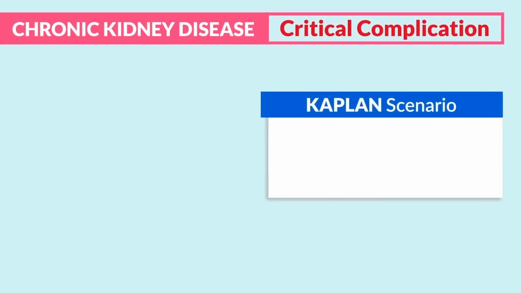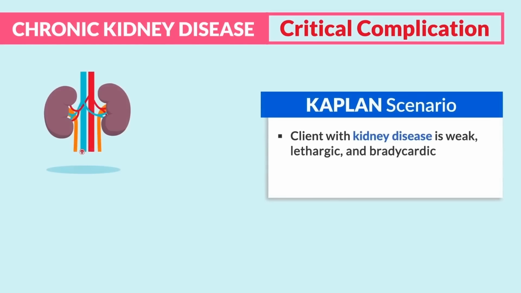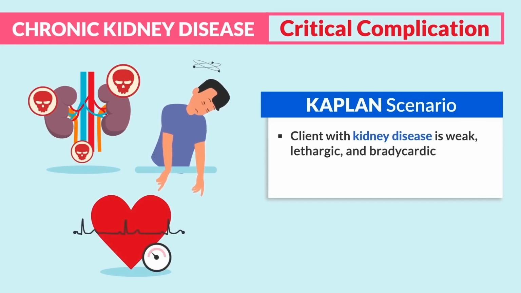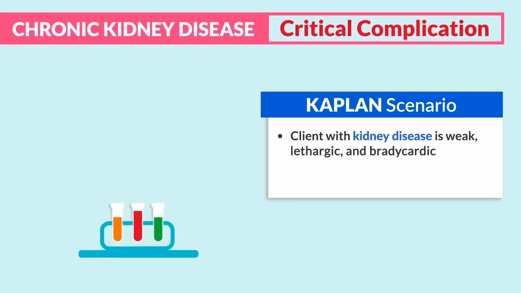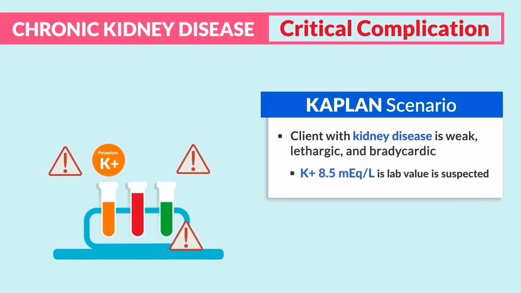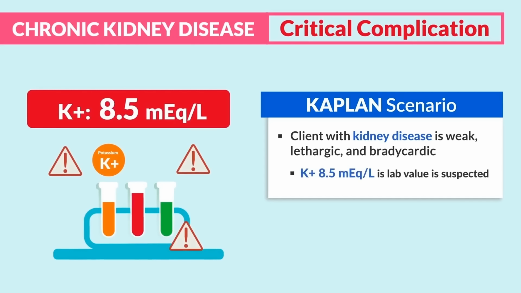Now, Kaplan had a scenario asking, a client with kidney disease is very weak, lethargic, and bradycardic, asking for a suspected finding for this patient. So the key term here is kidney disease, that is weak, lethargic, and bradycardic, that low heart rate. So you have to automatically prioritize and think about potassium here. So potassium 8.5 is the lab value to be suspected.